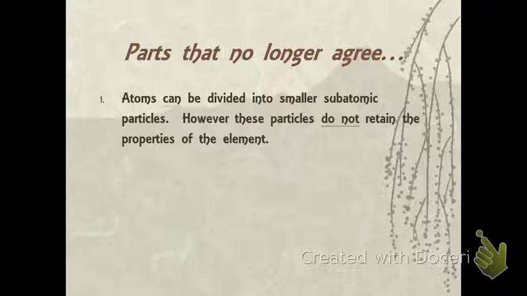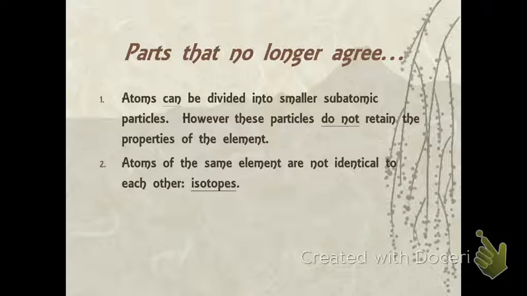However, with today's technology, we know that atoms are made up of subatomic particles and that we can divide them if we had to. However, the particles that remain, the protons, the neutrons, electrons, do not retain the properties of whatever that element was. A proton from copper should look identical to a proton, say, from a hydrogen.